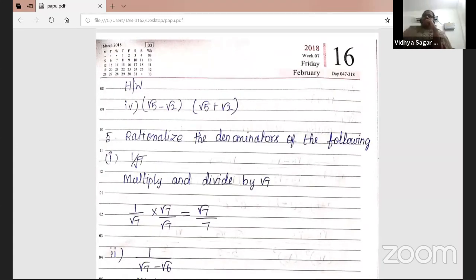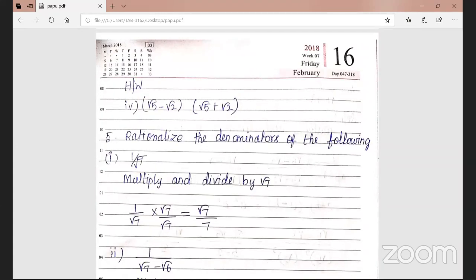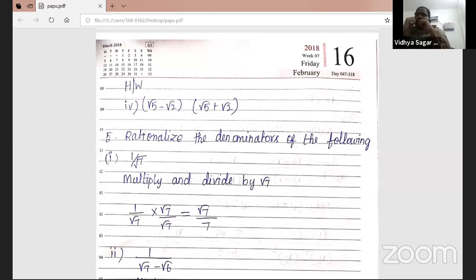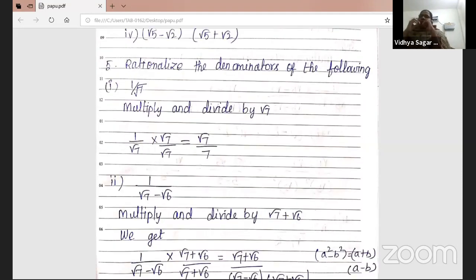So we are giving one sum as homework to you. Root 5 minus root 2 into root 5 plus root 2. I think you can guess using this question itself that it is in the form of a plus b, a minus b. You can easily proceed with that sum. That sum is homework for you. Now next, rationalize the denominator of the following.